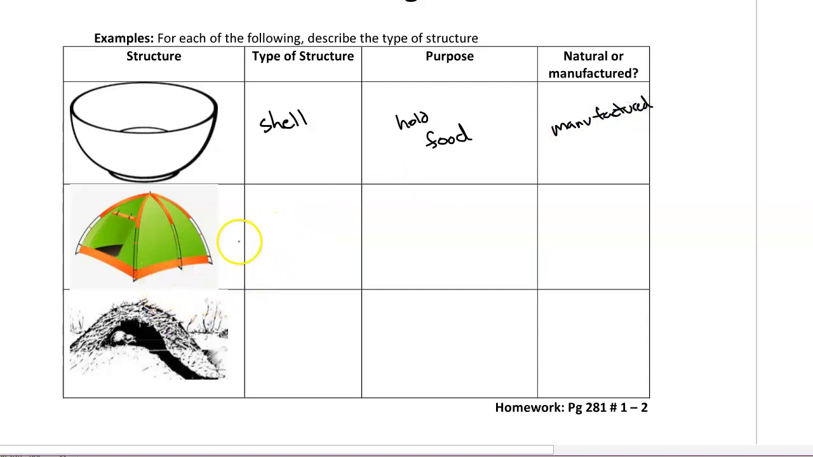Okay, the next one here, the tent. Now, a lot of people are tempted to actually call this a shell structure, but it is a frame structure. Right? It's there to provide shelter. That's its purpose. And again, is a manufactured type of structure. The beaver lodge. This is a mass structure. Again, it's also to provide shelter, but it's shelter of the beaver. Okay, and this is a natural type of structure.